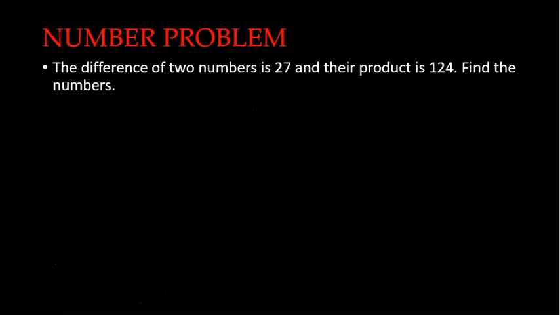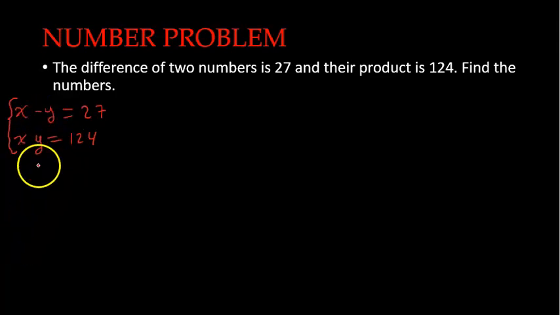Let's do another example, one with a number problem. The difference of two numbers is 27, and their product is 124. Find the numbers. In this case, the first condition is the difference of two numbers. So x minus y equals 27. And their product, x times y equals 124. We have a system of equations. To solve this kind of problem, we need to use the substitution method.